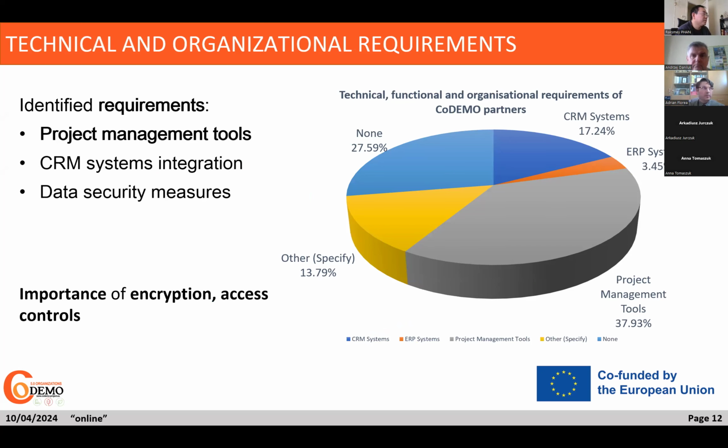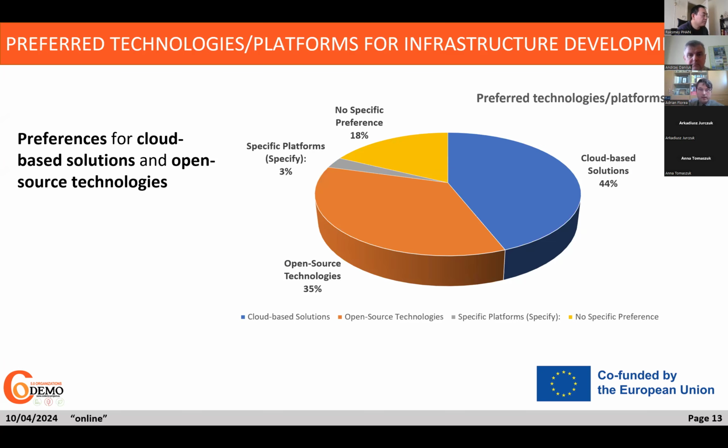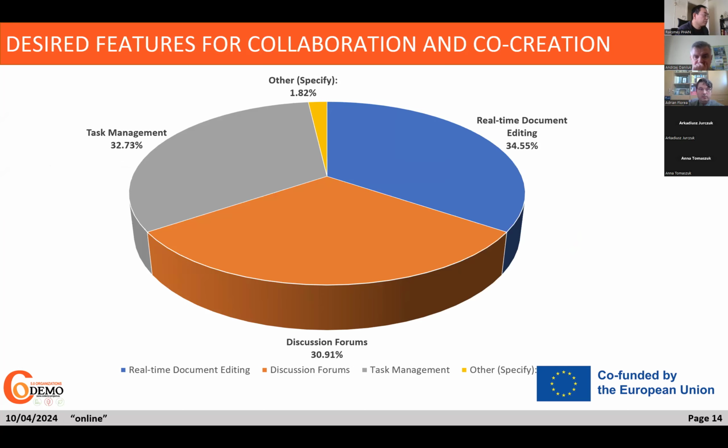Also some requirements, probably from most of the IT guys, regarding project management tools. There are such requirements, and also, as Julia observed, encryption or protection is very important. And what we also observed in other previous slides is a preference for cloud-based solutions and open source technologies, probably not very well developed in all partners, or as I said, depending on their activities, but there is a preference for this.